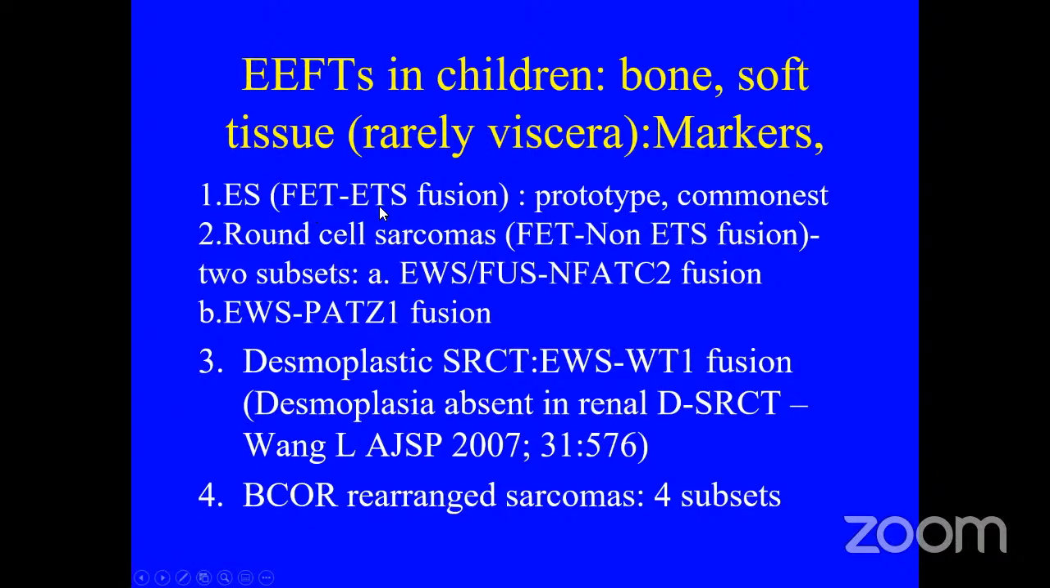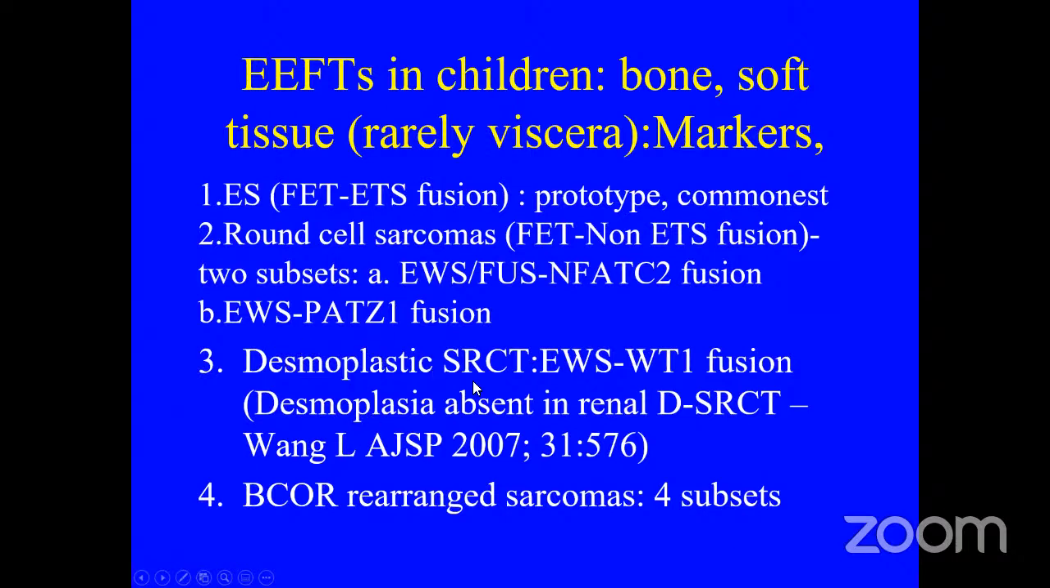gene family and ETS gene family. And there are various fusions involved in this, and we'll come to that as we go on. Then the second is the round cell sarcoma, showing the fusion between FET gene family and non-ETS family. And there are two subsets in this, EWSR1-NFATC2 and EWSR1-PATZ1.